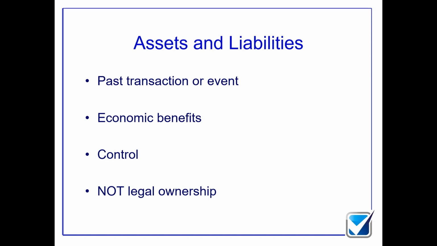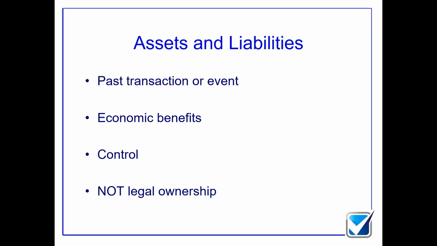We then have the control aspect. We can control how those economic benefits work, so we can determine when they're due to be received or when they're due to be paid. However, the control is important to me. Legal ownership is not important to me. Legal ownership is not included in this definition. That is essential.